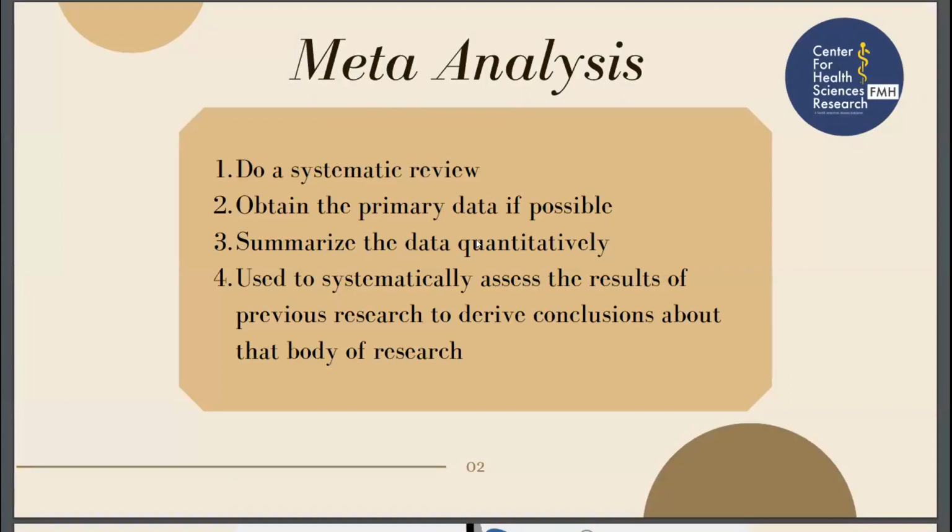The third step is summarize the data quantitatively. We arrange it quantitatively in the form of analysis. The fourth thing is to systematically assess the results of previous research to derive conclusions about the body of research. If previous research has been done on the same topic, we arrange it and generate an analysis, which we call a meta-analysis.